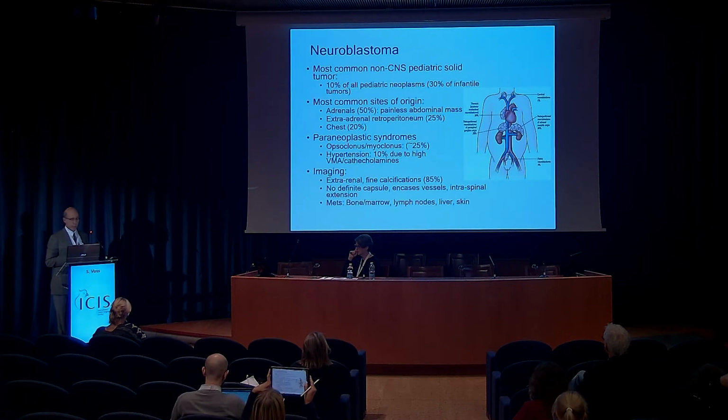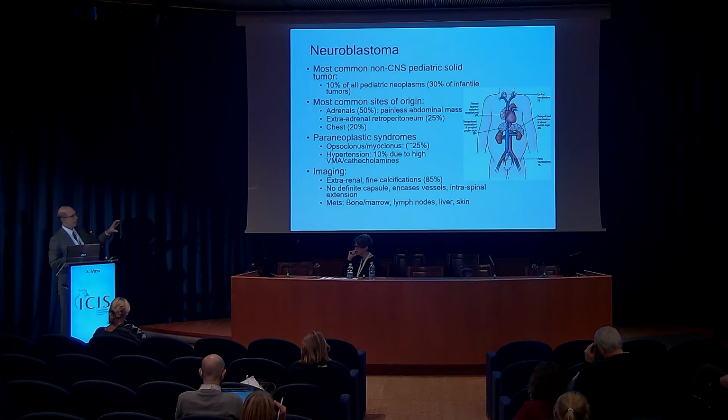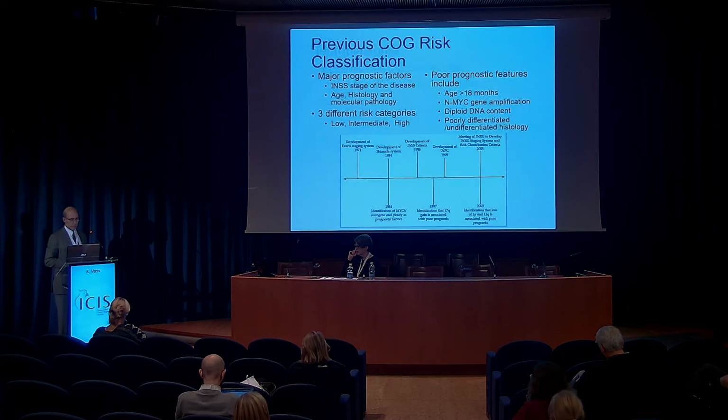Paraneoplastic syndromes we see as well. About 25% of the patients who present with opsoclonus myoclonus ataxia syndrome will have an occult neuroblastoma identified by imaging. So the imaging is often fairly extensive in these children, characterized by an extrarenal or adrenal mass. Fine calcifications are seen in the majority of the cases. These are characterized by the lack of a capsule and encasement of vessels, which is something we'll talk about. Intraspinal extension is important, as is the routes and modes of metastatic disease spread.